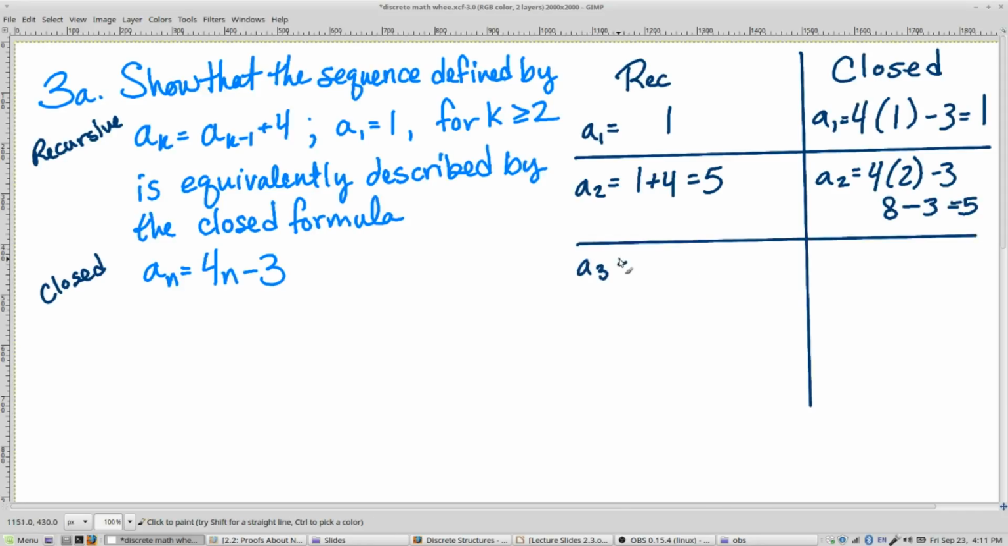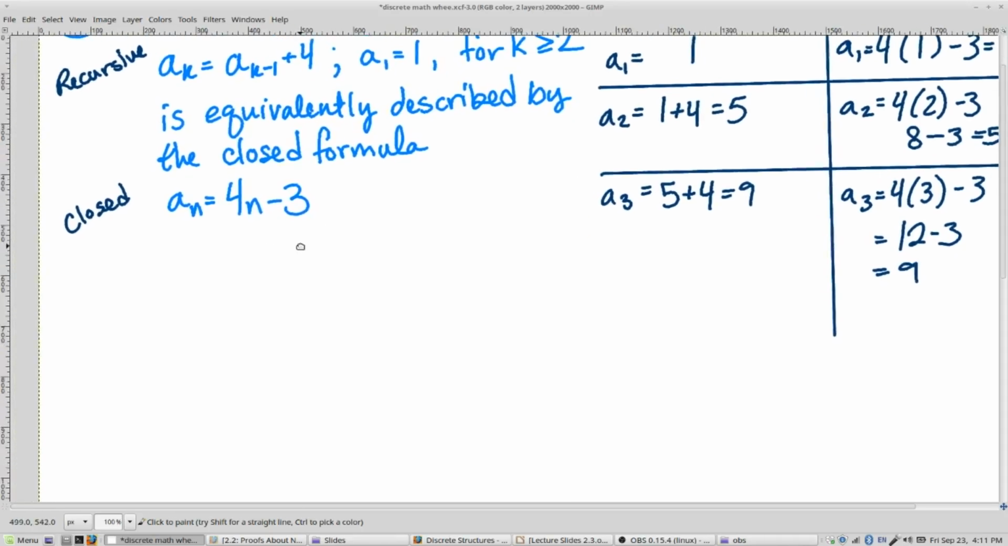A sub 3 is equal to the previous term, so 5 plus 4 is equal to 9. A sub 3 is equal to 4 times 3 minus 3, which is 12 minus 3, which is equal to 9. So if we just go through these numbers, it checks out that way. But how do we actually prove this with a proof?